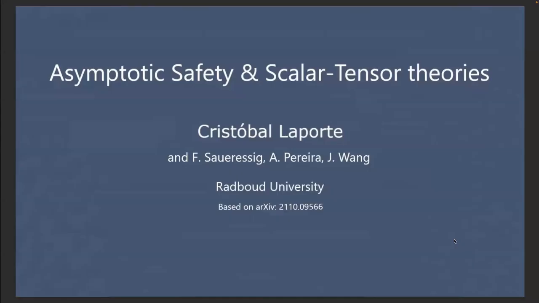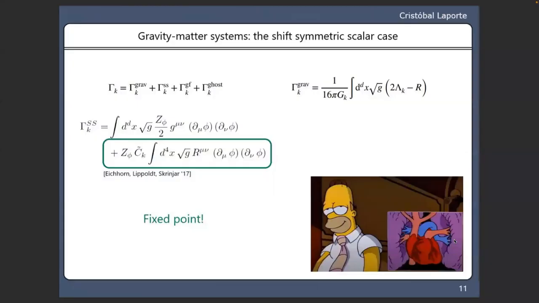And that was exactly what we did. We chose a quite sophisticated truncation of the theory space in Euclidean spacetime. So our gravitational action is given by the Einstein-Hilbert action, complemented by a cosmological constant, with a gauge fixing and ghost sector on top of it. And we consider only one single scalar field, the shift symmetric scalar field.